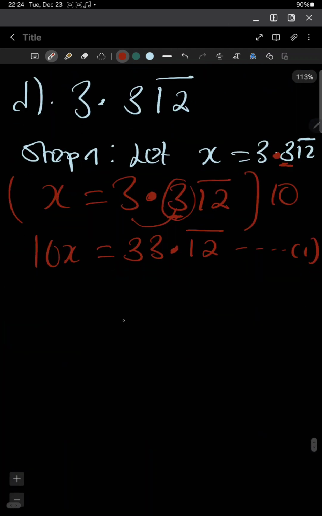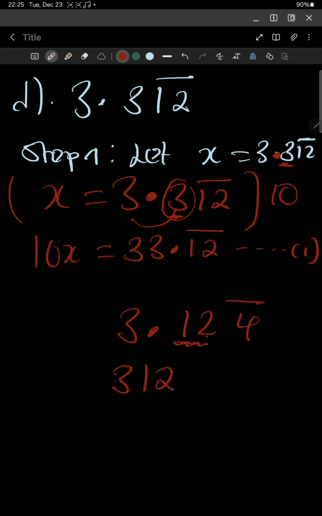Same as this, if you have something like 3.124 bar, for you to say that this is equation 1, make sure that after this decimal, what follows should have a bar. So since we have 1 and 2, we need to multiply by 100. If you multiply by 100, it will be 312.4 bar. Therefore, we can say that that is our equation 1. So let's go back to our question. So this is our equation 1.